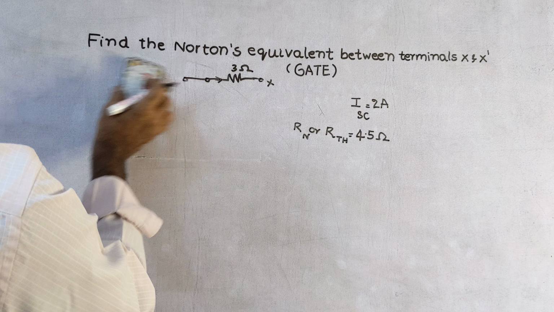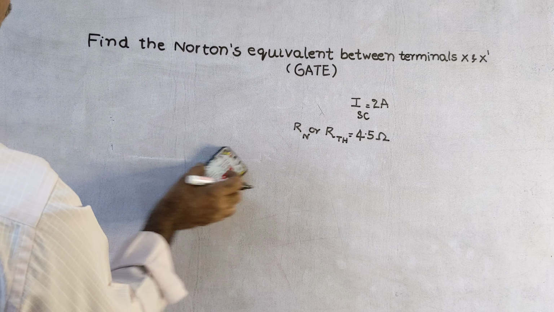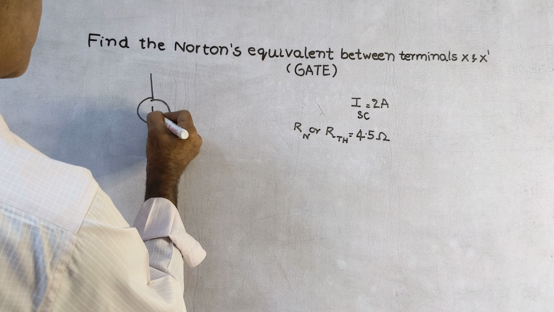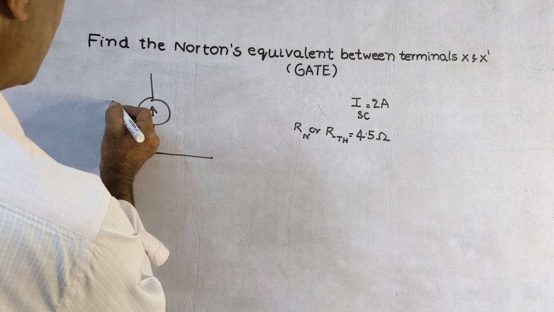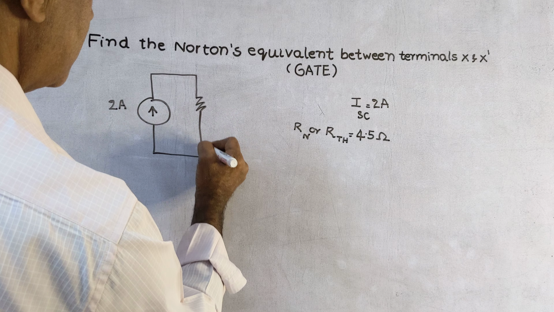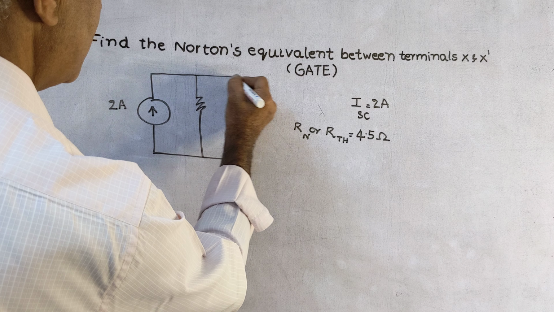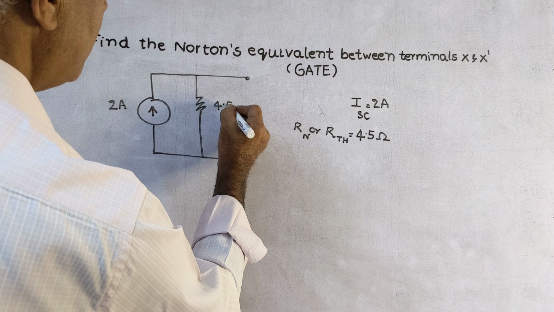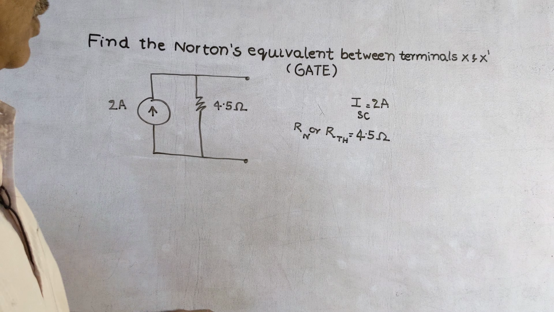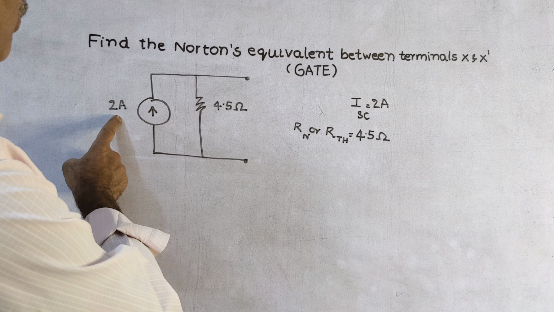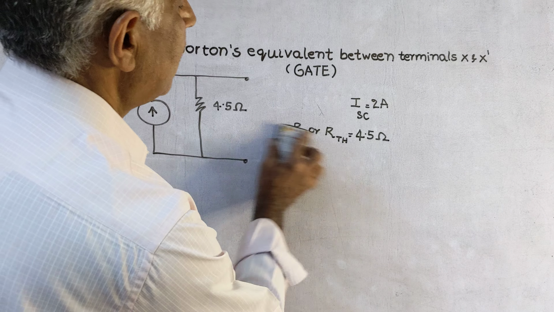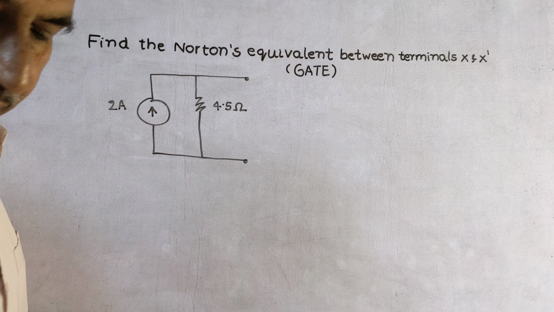Now draw the Norton's equivalent. The Norton's equivalent is a 2 ampere current source in parallel with 4.5 ohms. So this is what is called the Norton's equivalent. This is how we have to work out the problem. Thank you.